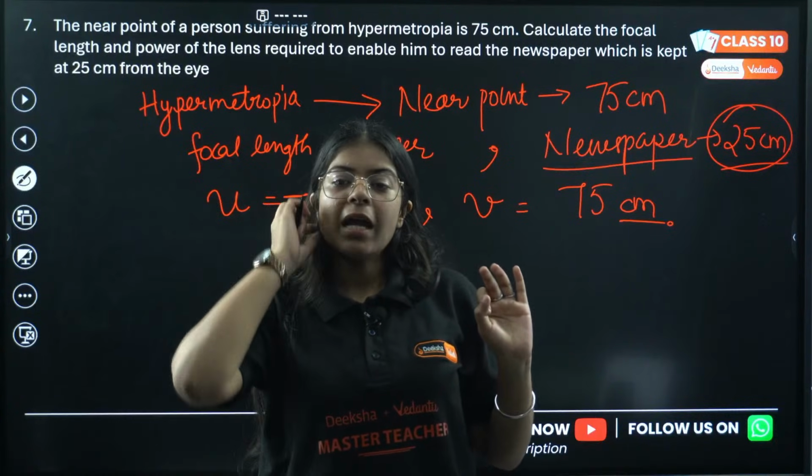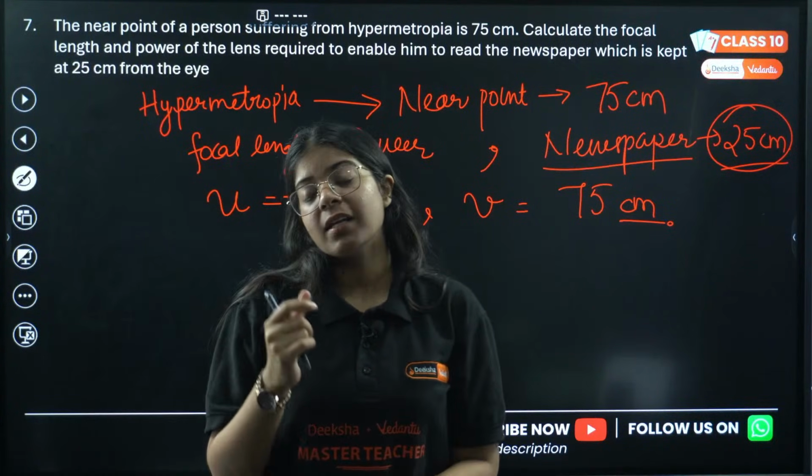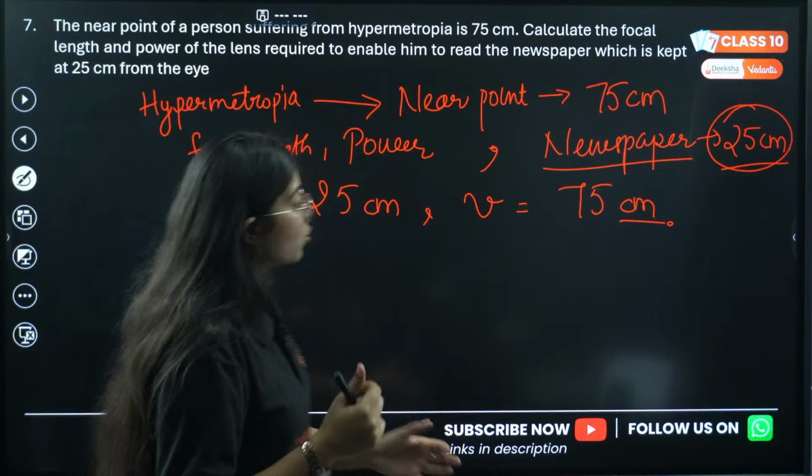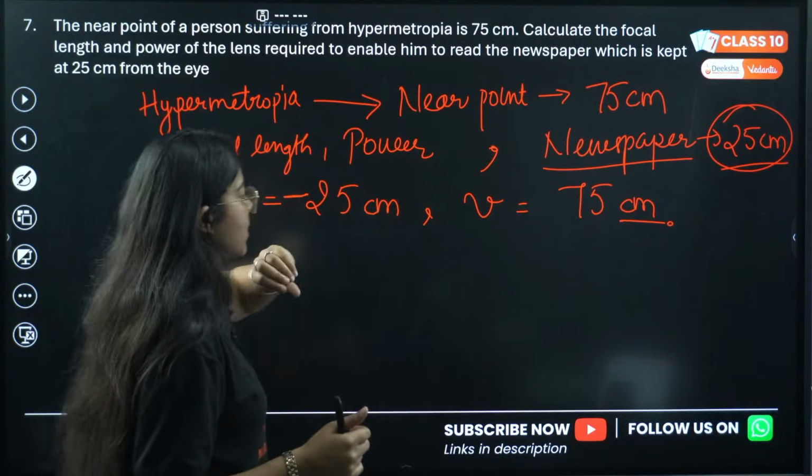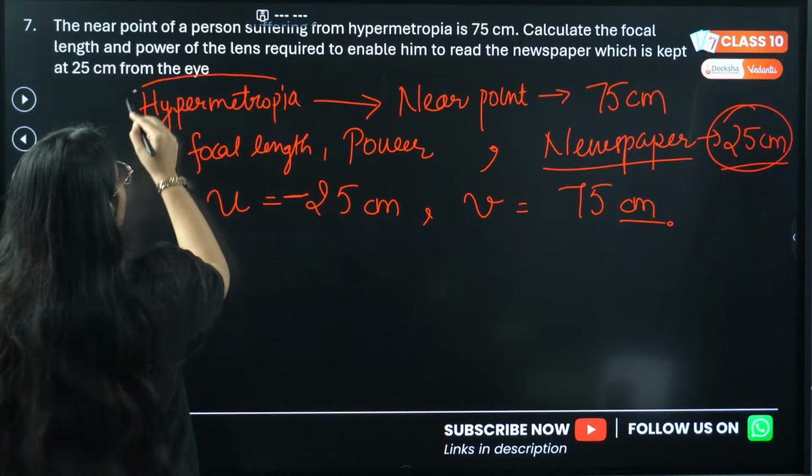Correct? Now there are two ways that you can find what the sign of this v will be. Either you can remember hypermetropia.